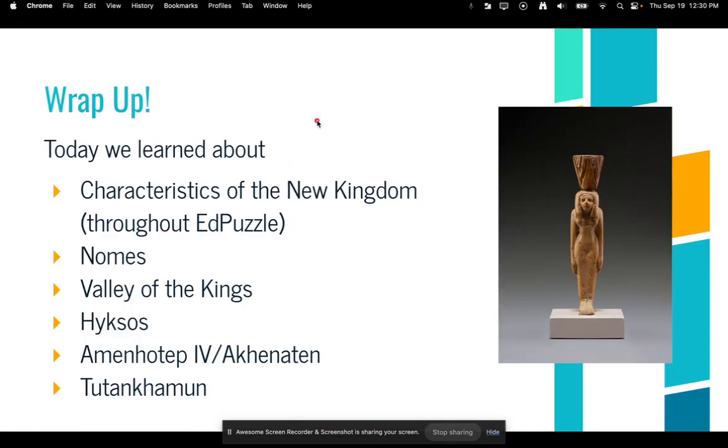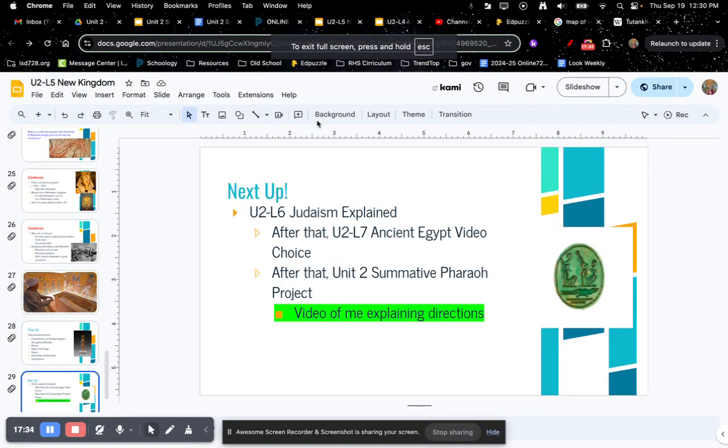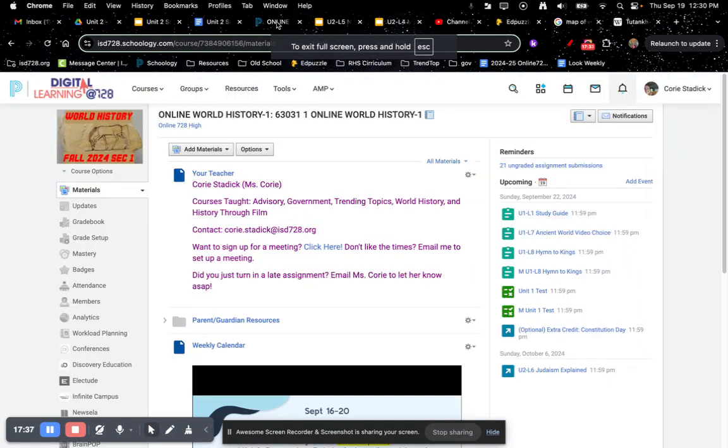All right, let's wrap this up. Today we learned about characteristics of the New Kingdom, Gnomes, Valley of the Kings, Hyksos, Amenhotep IV / Akhenaten, and Tutankhamun. Now, next up, you're going to do U2-L6, Judaism Explained. After that, you're going to do U2-L7, Ancient Egypt Video Choice. And then after that, you're going to do a Unit 2 summative, which is the Pharaoh Project. And I'm going to explain to you what that project is right now.